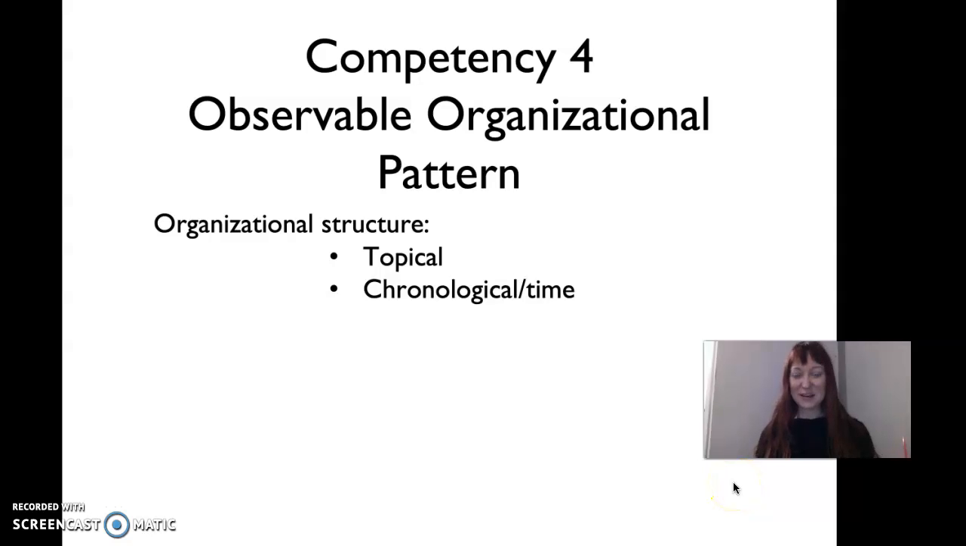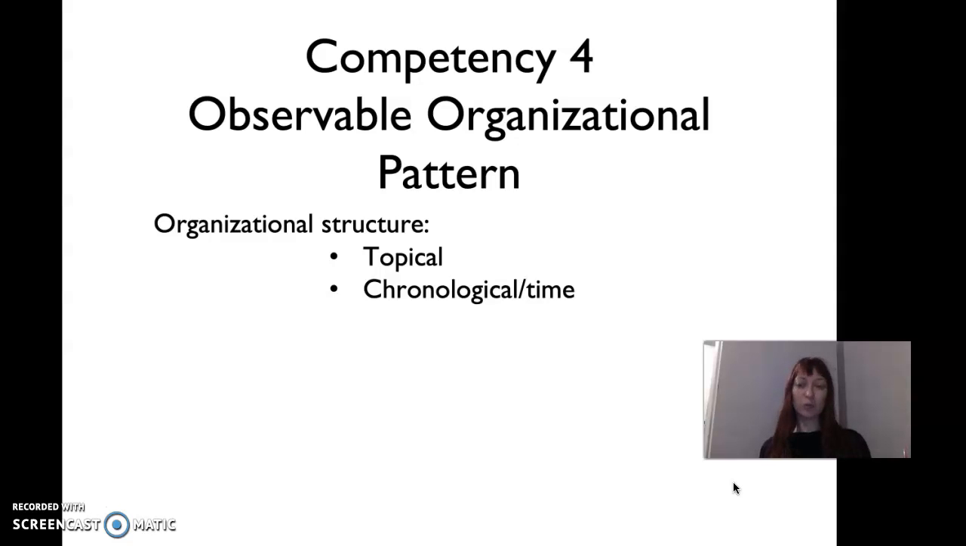Let's tackle competency 4. This is all about your organizational pattern, the organizational structure of your presentation. As you're creating it, you'll think about what sort of pattern makes sense. If you're ordering your main points in a particular way, do you want them to be topical? Do you want them to be chronological? Does it make the most sense in chronological order, linear, sequential?